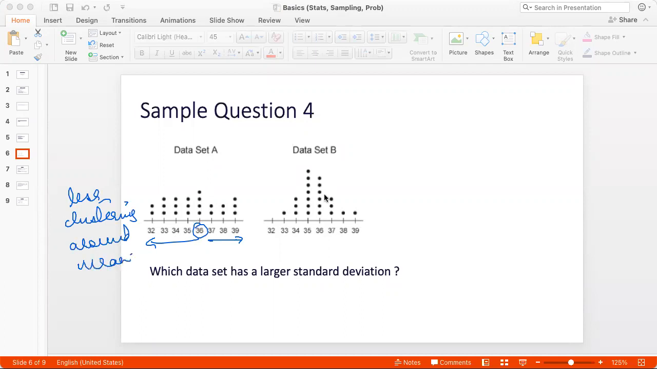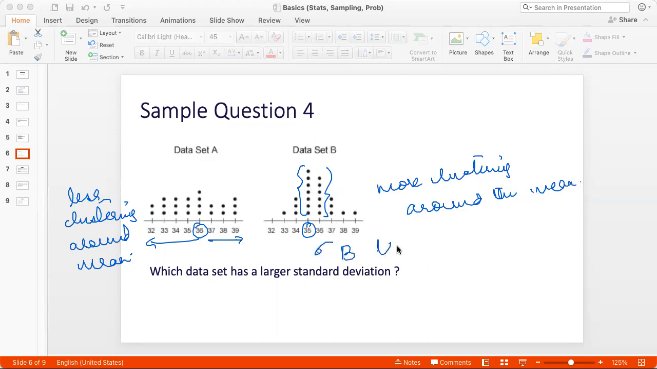right? Here, let's say my mean is 35 and there's a lot of clustering around the mean and the spread is less. So more clustering around the mean. So since this is more clustered around the mean, sigma B would be less. And since this is more spread out, sigma A would be more. So which one has a larger standard deviation? Data set A.